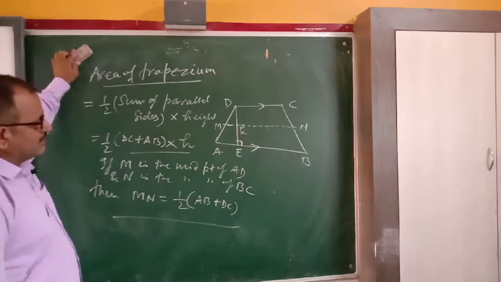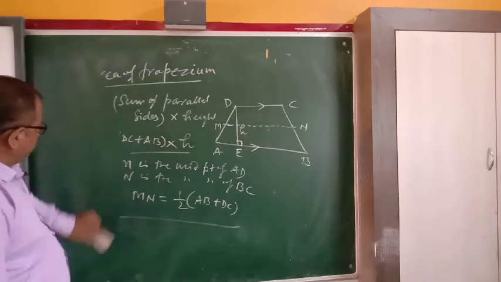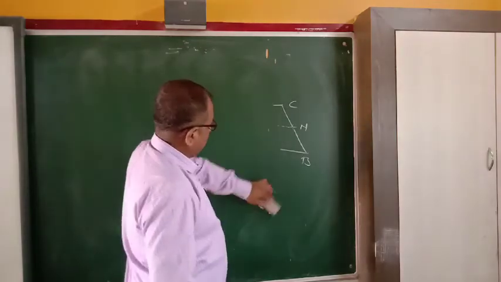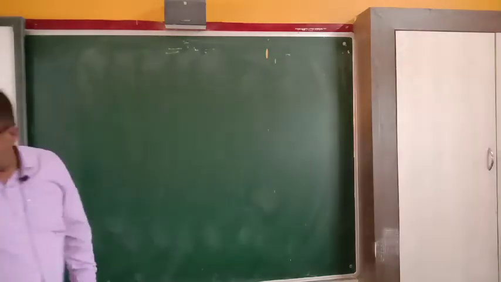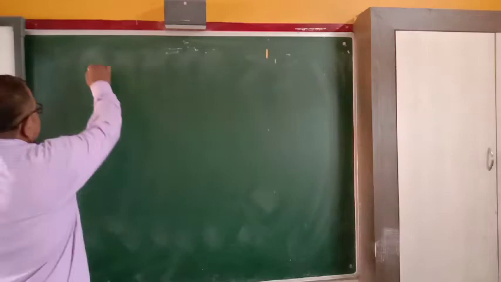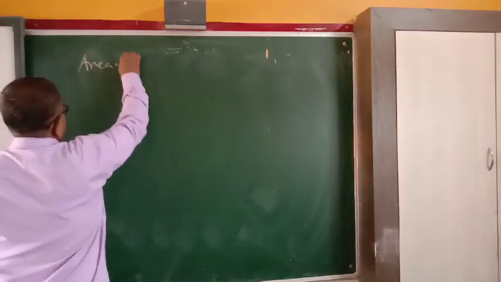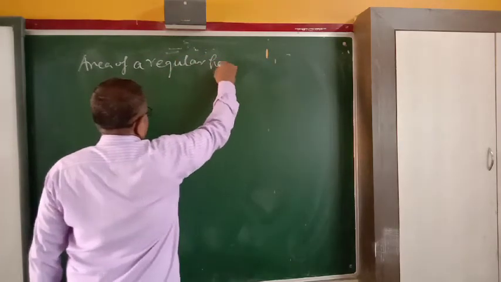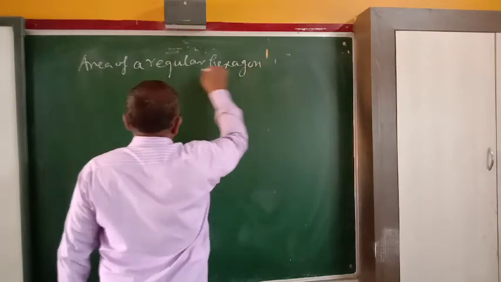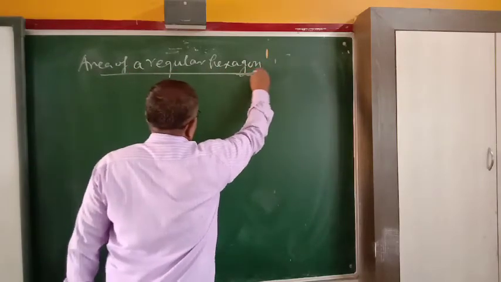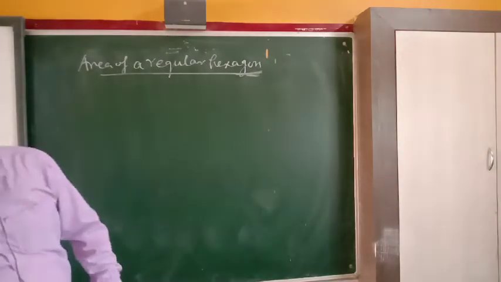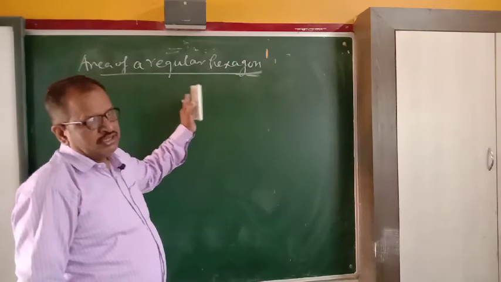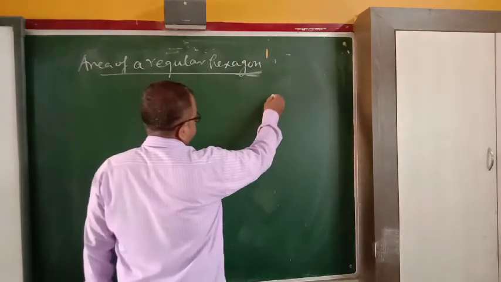Now we will see what the area of a regular hexagon is. Now we will find the area of a regular hexagon. A regular hexagon means a 6-sided polygon. All the sides are equal and all the interior angles are also equal.